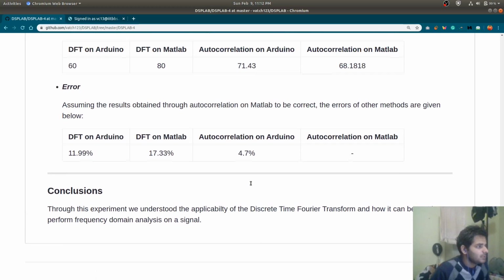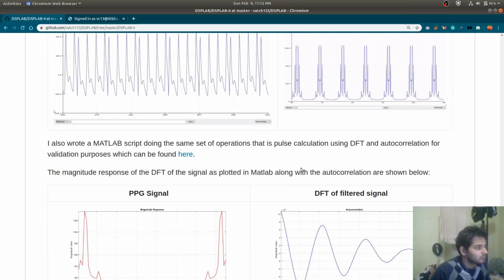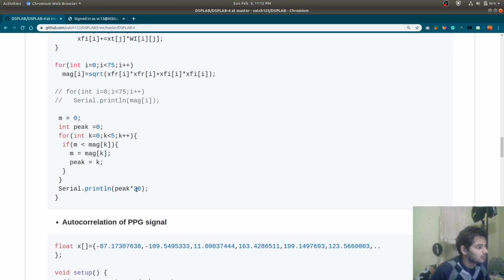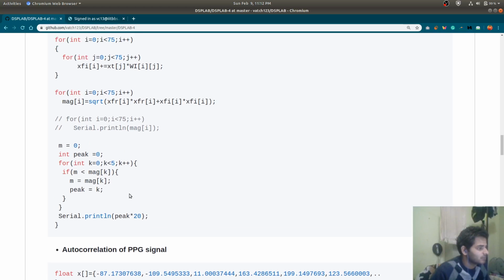So as we can see, the error on the autocorrelation functions is small as compared to the DFT function. One of the reasons for this is the sampling frequency. As you can see here, the index value where the maximum DFT occurs is multiplied by 20. So this can only be multiples of 20, like 20, 40, 60, 80. You cannot get values between 20 and 80, like 25 or 70. So this is due to the sampling frequency which we have.